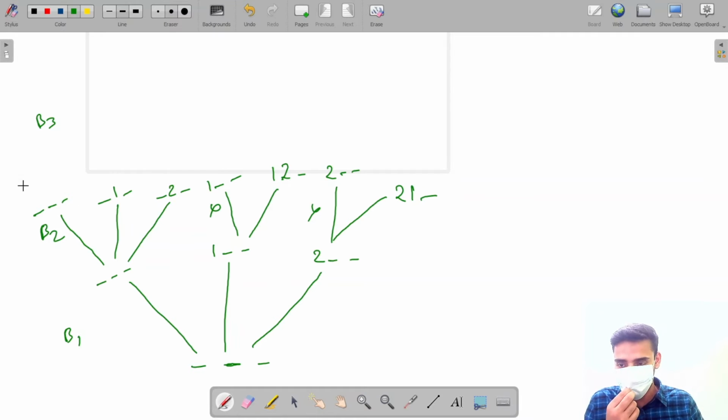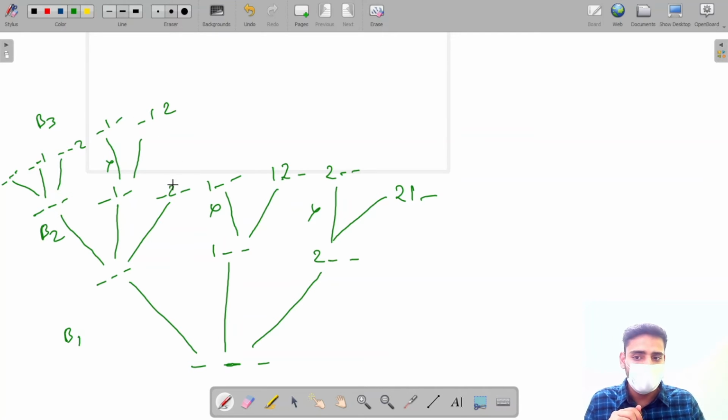Again it has 3 options, 1, 2 and 3. One option, nothing goes, dash dash dash. Here 1 goes, so dash dash 1, and here 2 goes, so dash dash 2. This is for box number 3. Here again we have 2 options. If nothing goes, it will be dash 1 dash, and if 2 goes, it will be dash 1 2.